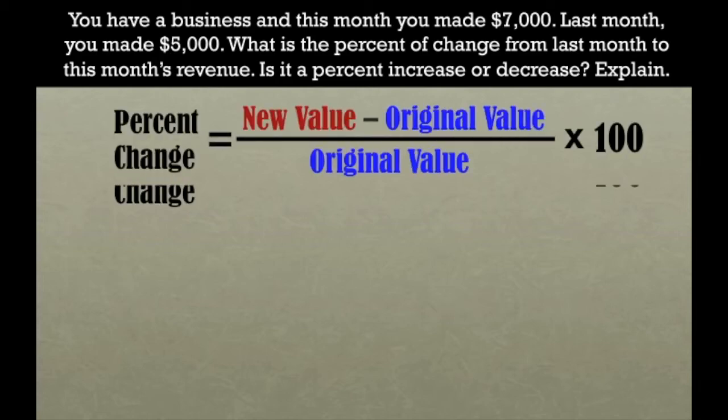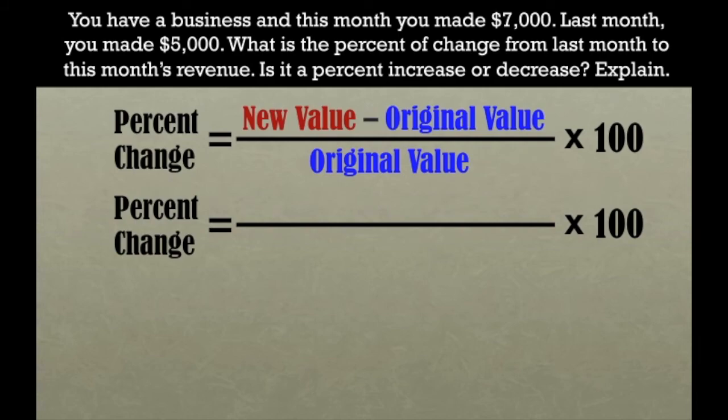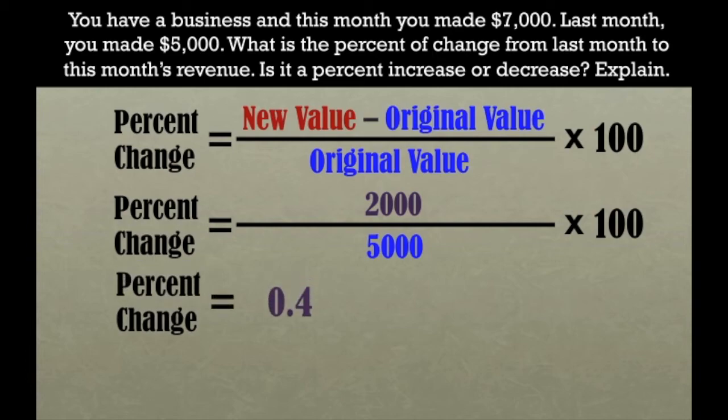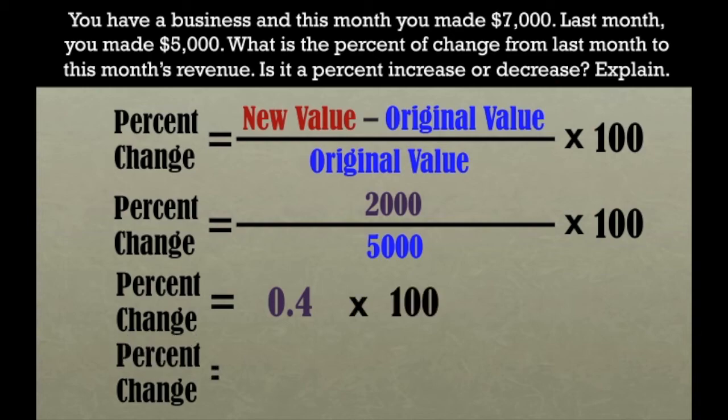So what was our new value? Our new value, the amount we made this month, was $7,000. And our original value from last month was $5,000. And again, we'll plug that $5,000 in for our original value in the bottom. So now what's 7,000 minus 5,000? That's going to give me 2,000. So what's 2,000 divided by 5,000? That's going to be 0.4. And we still have to bring down our times 100. So what's 0.4 times 100? That's going to be our percent of change, which is 40%.